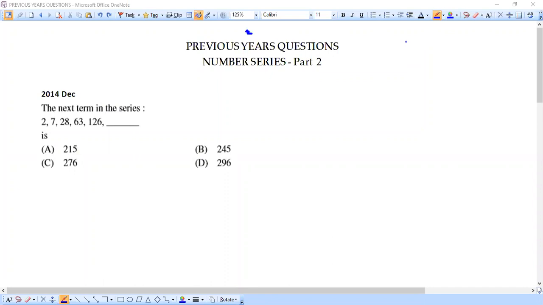We were seeing problems related to number series. In the previous session also, we solved a set of problems from previous year's questions. Remember, we are solving questions from previous year's question papers, UGC NET Paper 1. In that way, we started yesterday. We solved a set of problems from number series.